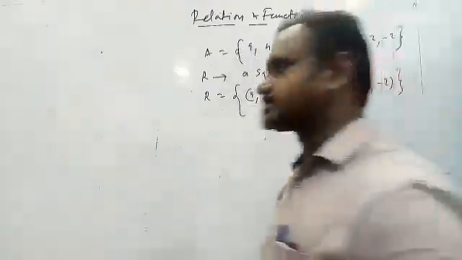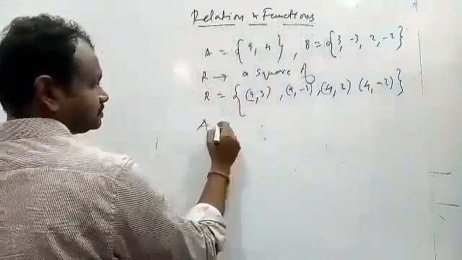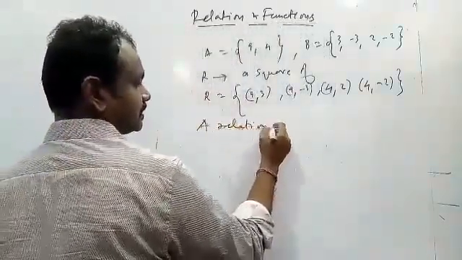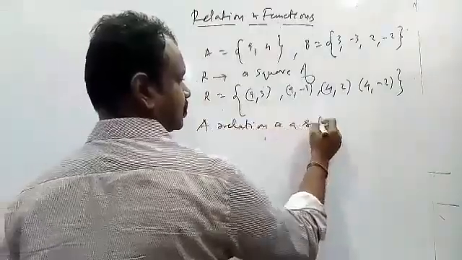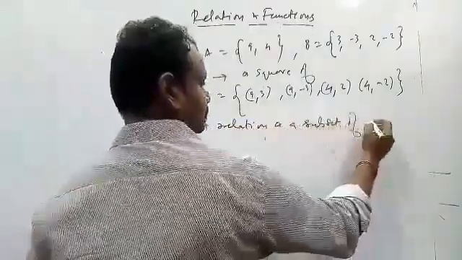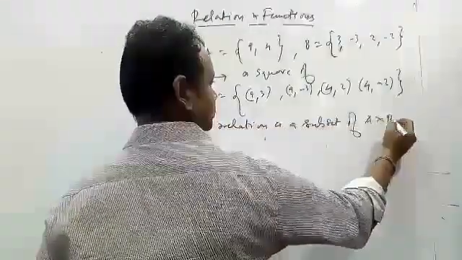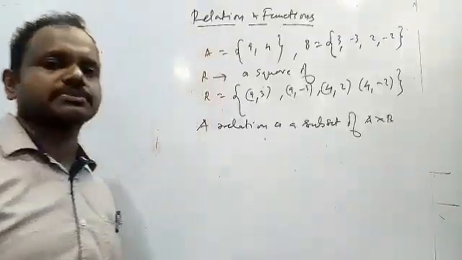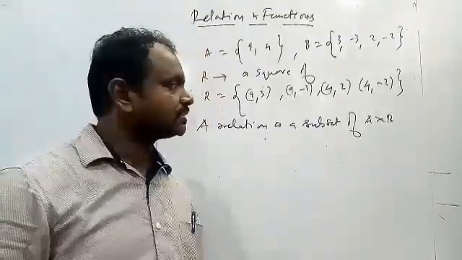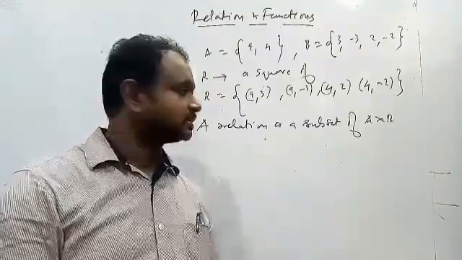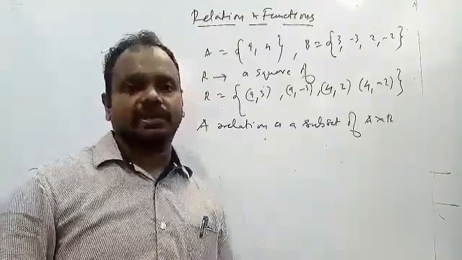So how will you define the relation R? A relation is a subset of A cross B. A relation is nothing but a subset of A cross B. So these are the terms you have learned in class. These are the concepts you have already learned in class 11.